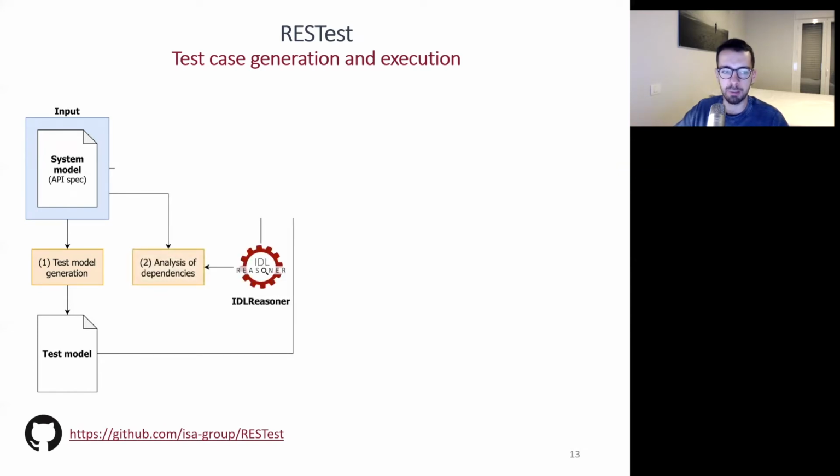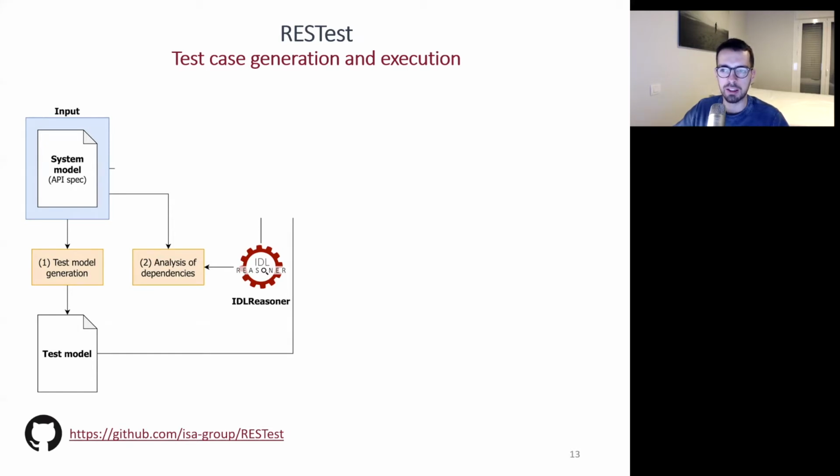Now that we have the system model and the test model, we are using IDL Reasoner to automatically analyze the dependencies of the web API. So in this case, the first thing that we are doing is checking whether the API specification is valid and whether there is some inconsistency among the dependencies or not. And if there is some inconsistency, if there is some error, then the execution is stopped and the user is warned about this error.